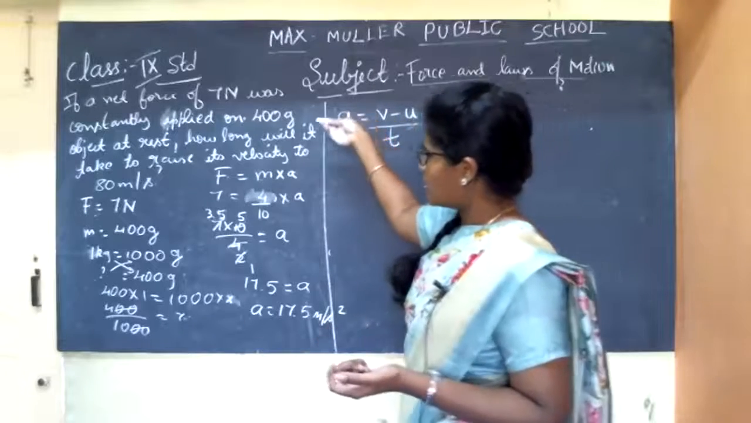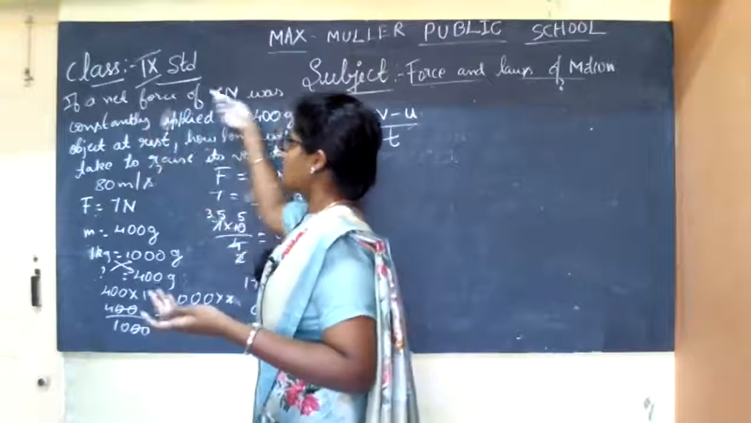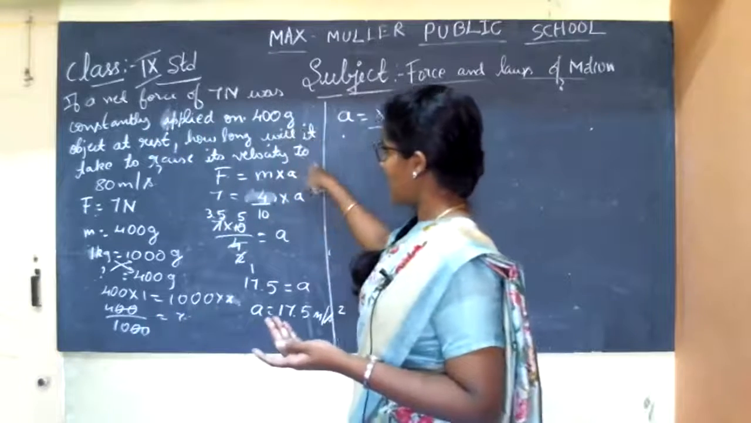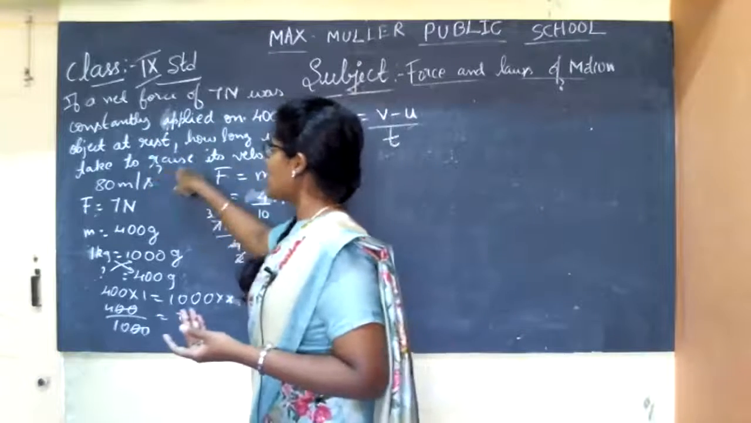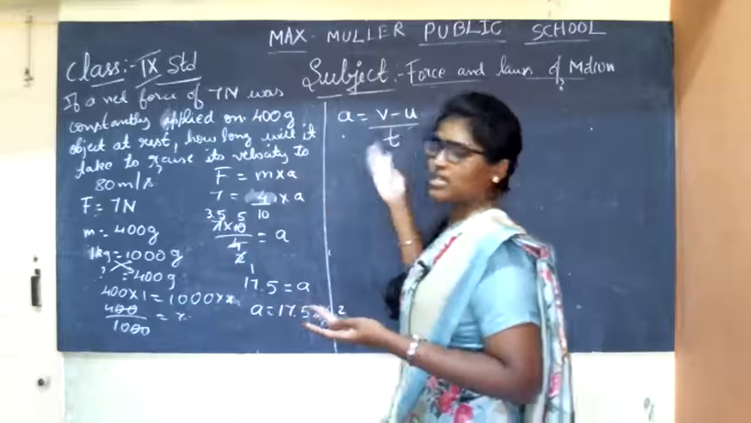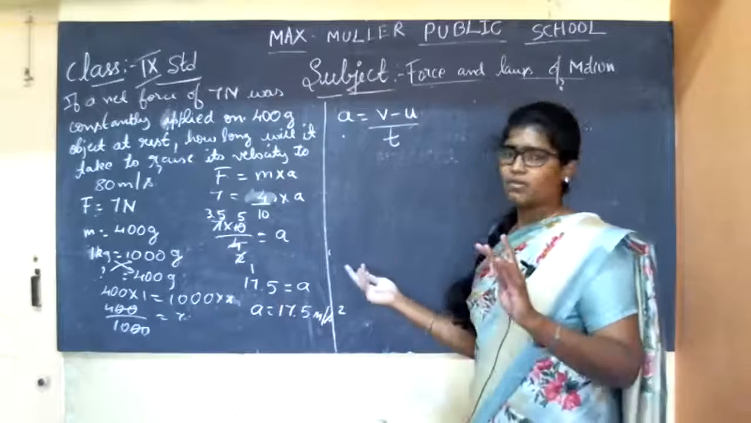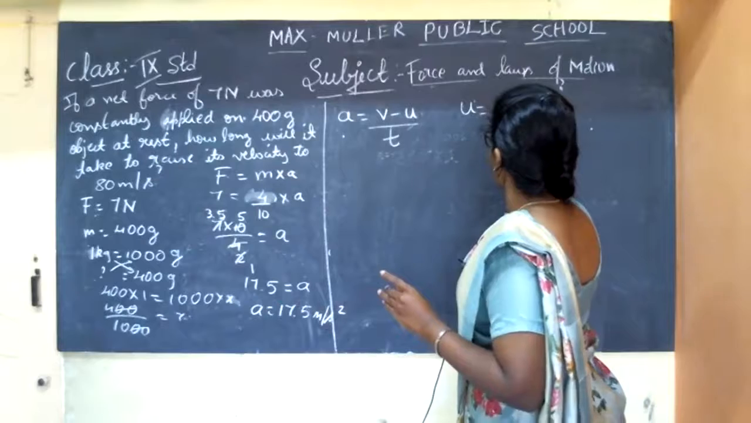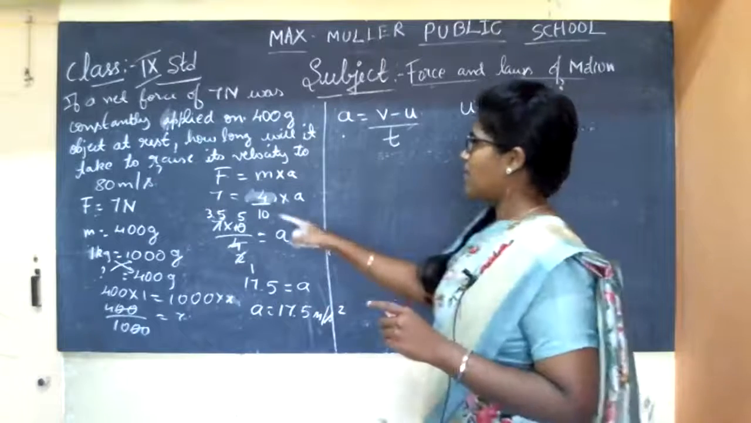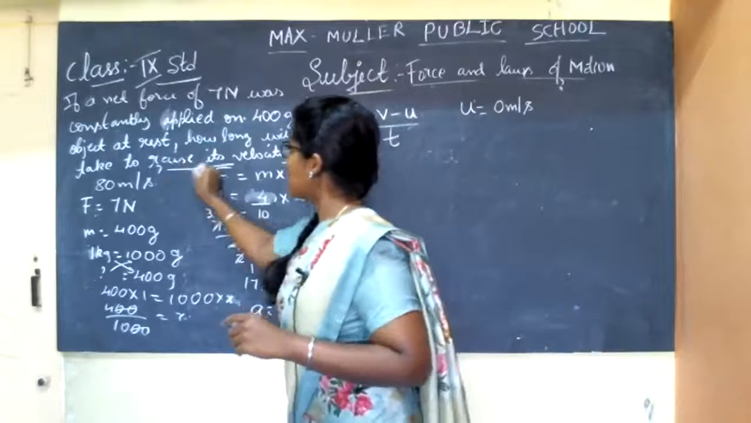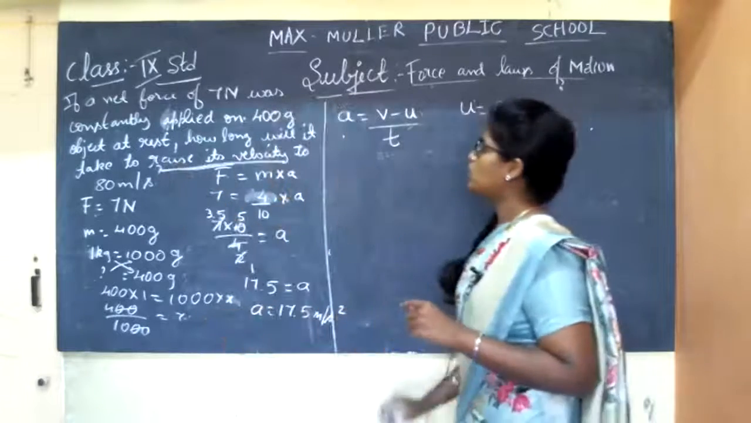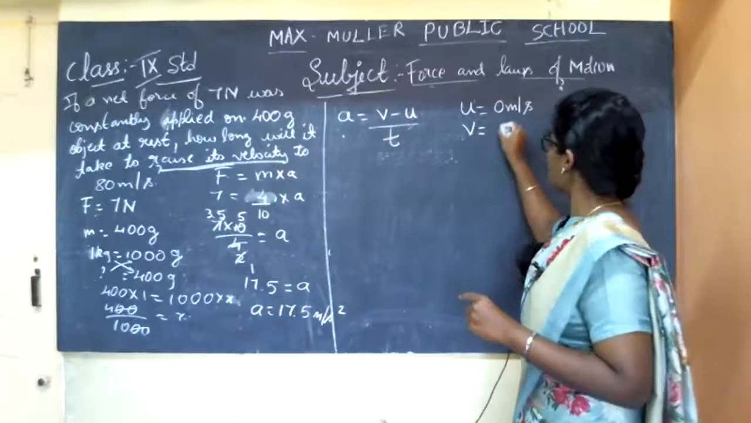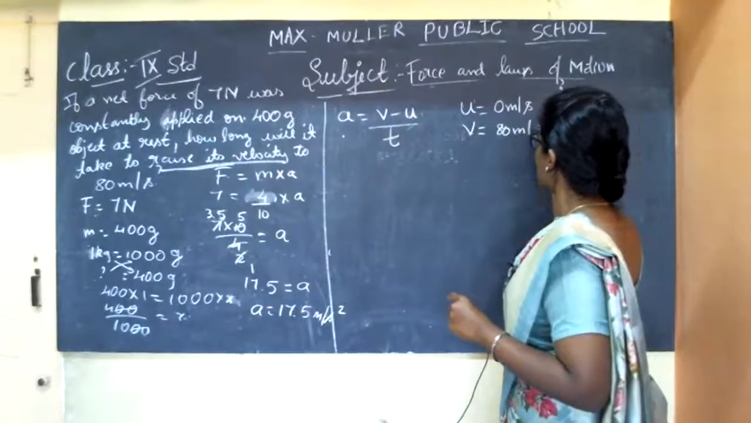Initially, have they mentioned anything? No. If the net force is applied, they have given only the starting. At the end they have given to raise its velocity. Rise in the sense, the initial velocity we do not know, something will be there. So we are going to take the initial velocity as 0 meter per second. And the final velocity is already given. Raise this velocity to what? V is equal to 80 meter per second.